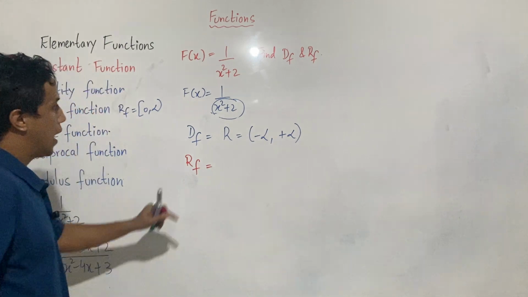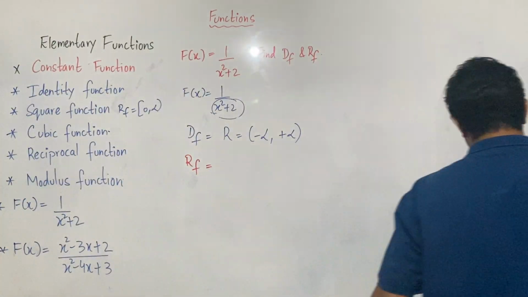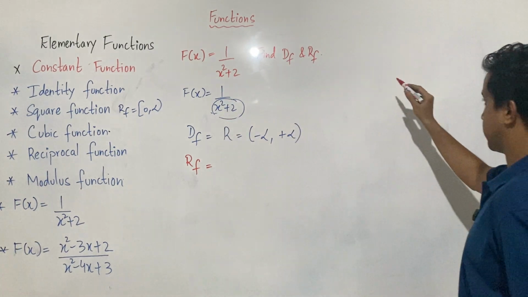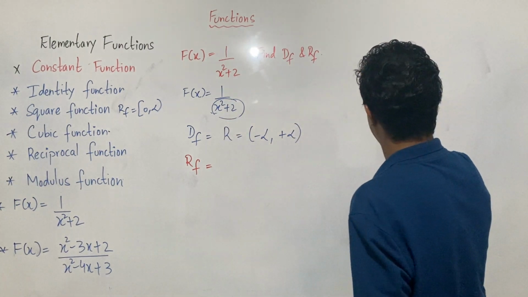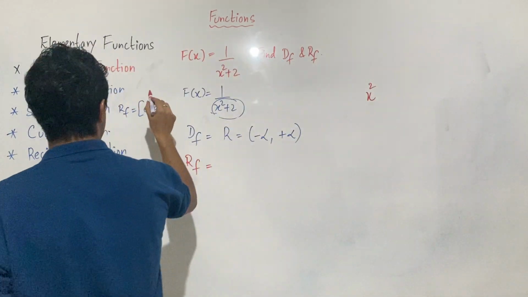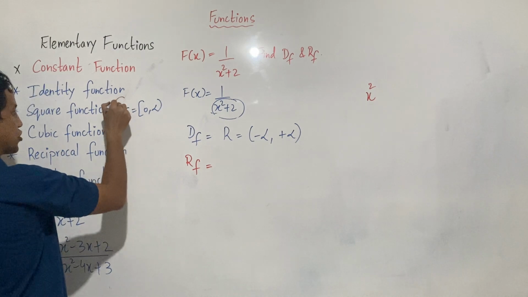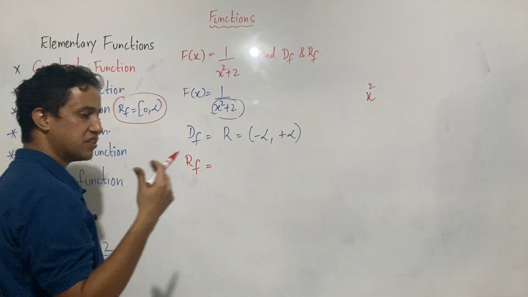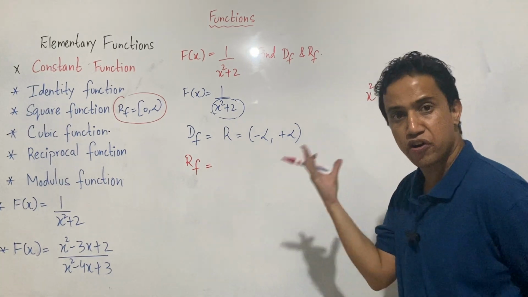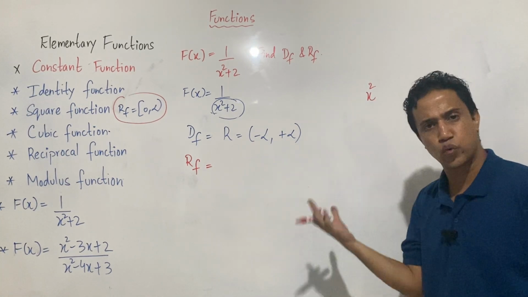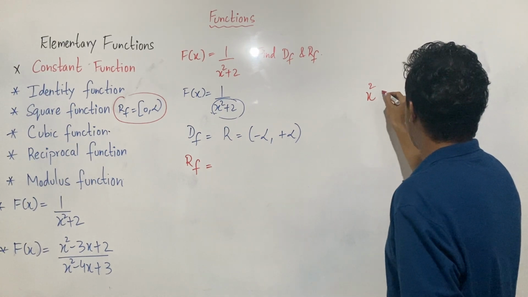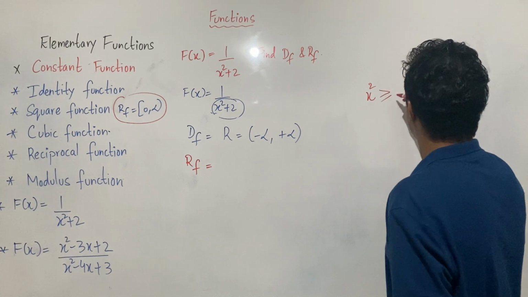Okay, now see here, let's start from here. Here we have x square, right? I have said that the range of the square function is from 0 to infinity, meaning that the minimum value of x square of any number is going to be positive or 0. So the minimum value will be 0.